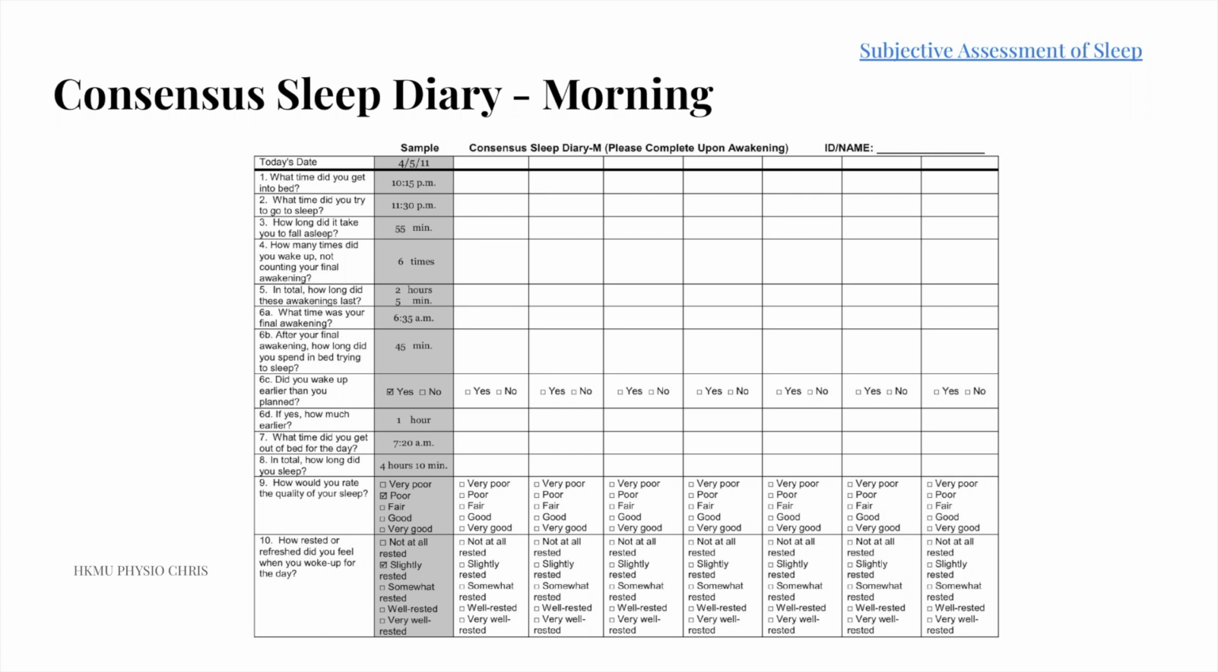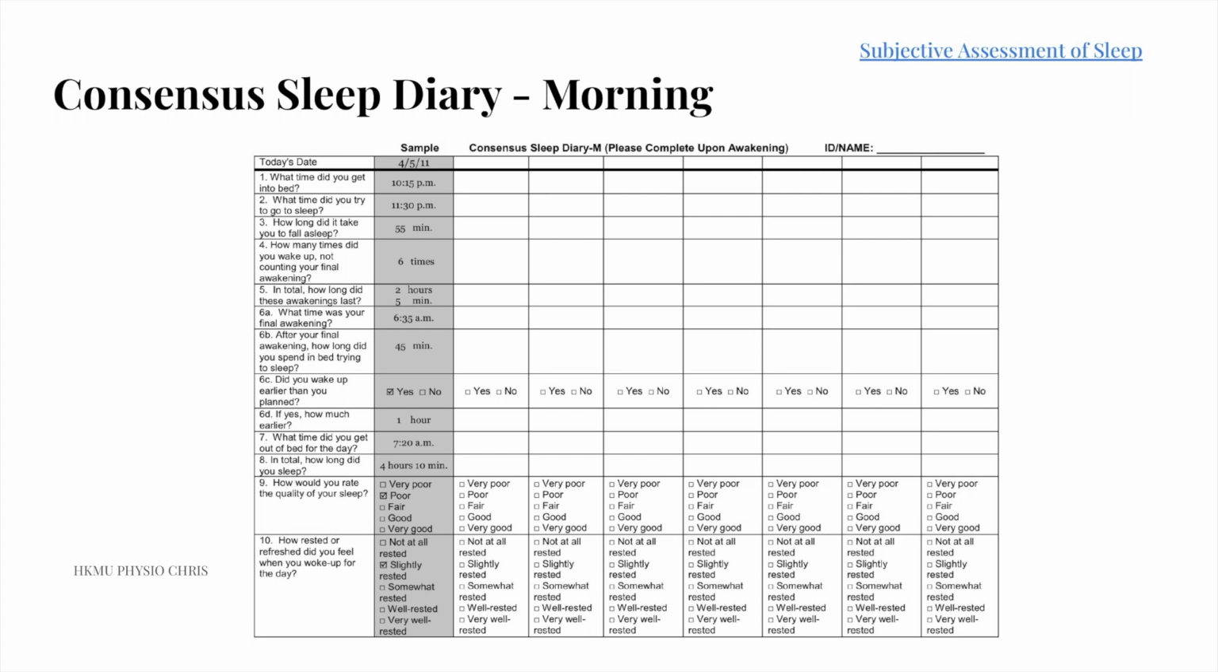The morning sleep diary item instructions. Use the guide below to clarify what is being asked for each item of the sleep diary. Date. Write the date of the morning you are filling out the diary. What time did you get into bed? Write the time that you got into bed. This may not be the time you began trying to fall asleep. What time did you try to go to sleep? Recall the time that you began trying to fall asleep.